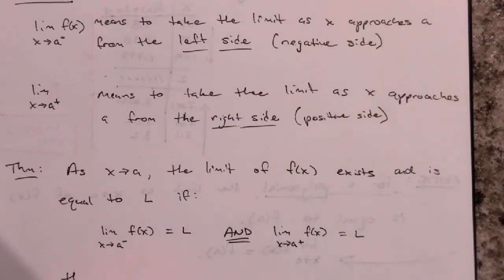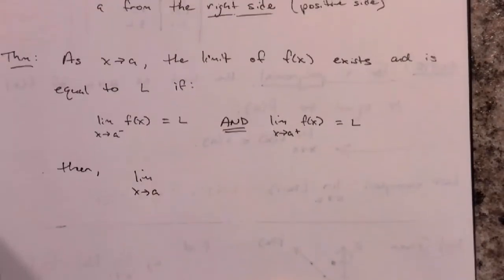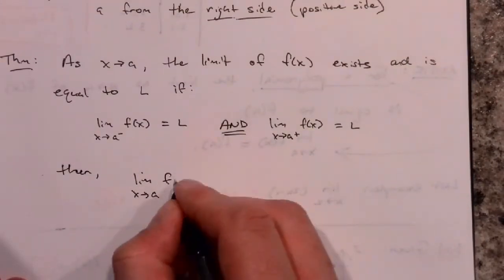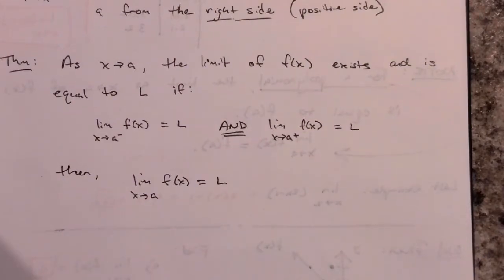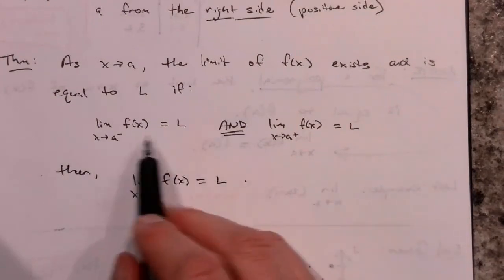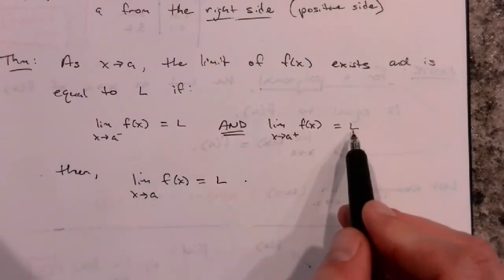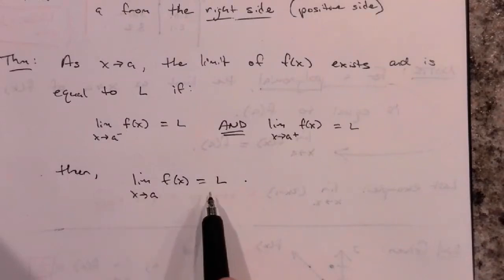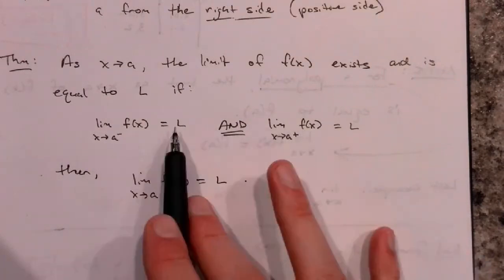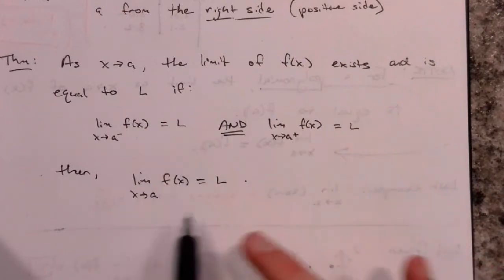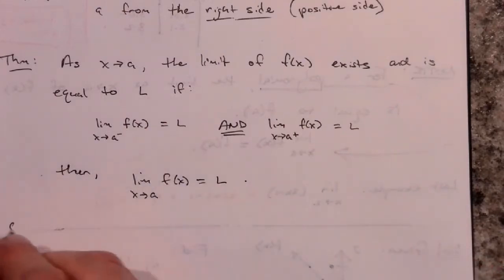So then we can say the limit as x approaches a of f of x equals L. So basically what this says is that if I approach from the left and I get a value, and I approach from the right and I get the same value, then the limit is equal to that value, L, that same y value. If I was to approach from the left and the right and not get the same value, in other words, if these are not equal to each other, then the limit doesn't exist. And that's the last part of this theorem.